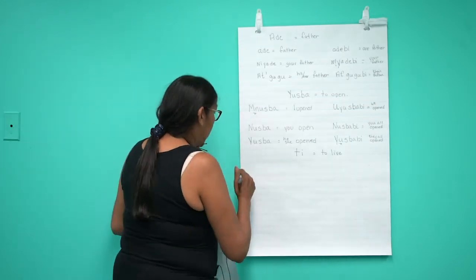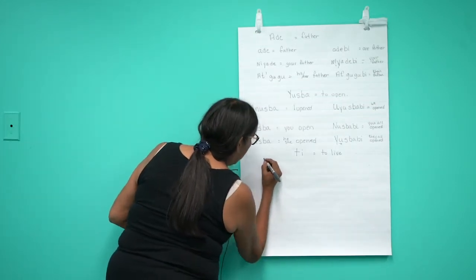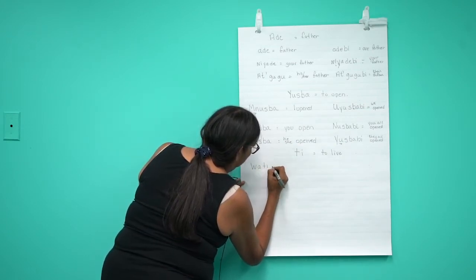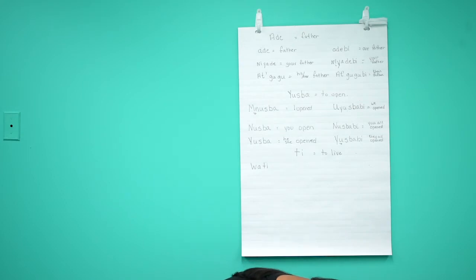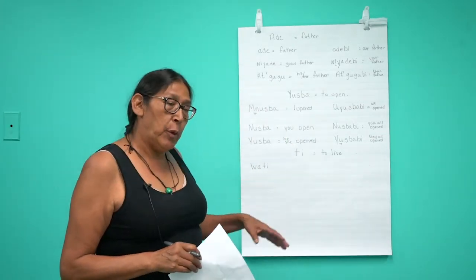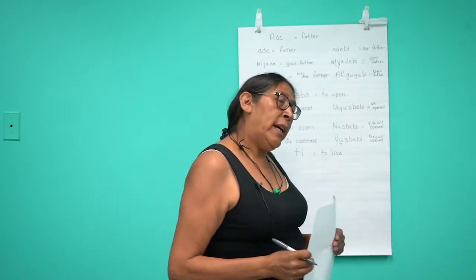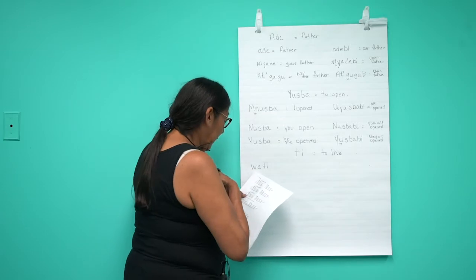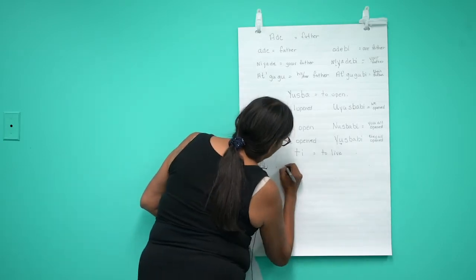They say this is the first person. Wati. Chagat ing. Je wati. Carry the kettle is where I live. I live.